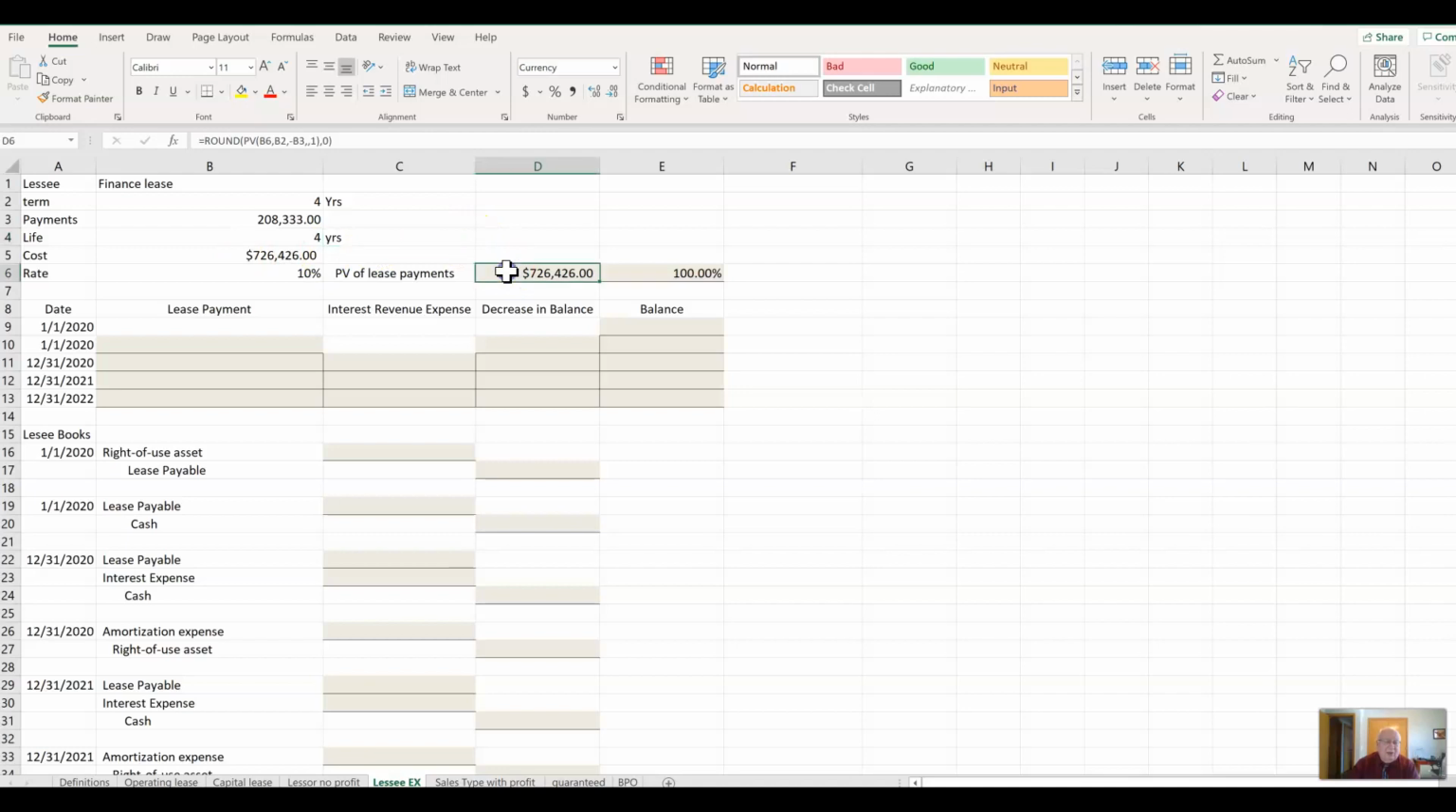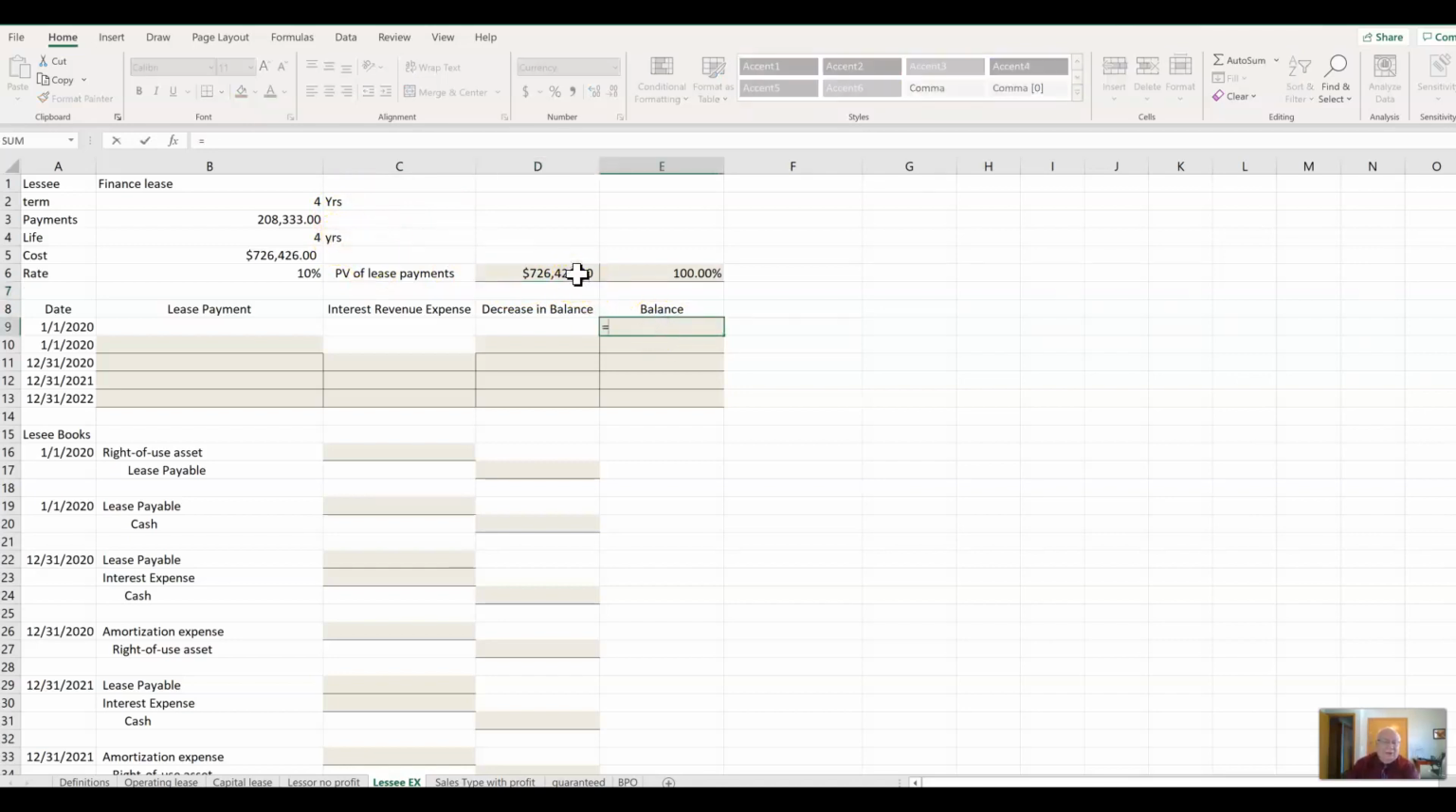This is how I calculated the value of the lease. I'll double click it so you can see it a little bit. It's equal round again, and it's the present value, and it's of the interest, which is the 10%, and the B2 is the 4 years for the lease, and the payment was a negative $208,333, and it's done at the beginning of the year, and again I rounded to 0 decimals. So you can see it's 100%, so it's a capital lease.